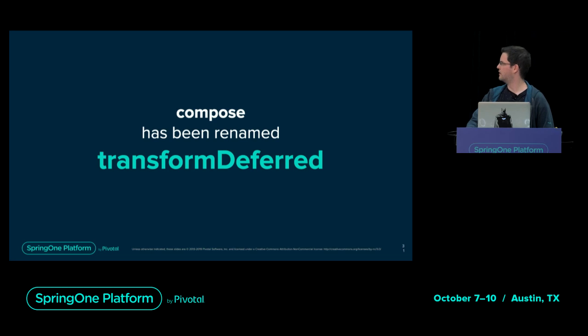Compose has also been deprecated. It's being renamed to transformDeferred. A lot of people don't know about compose. They see transform, which is a way to apply a function to an existing pipeline, where you want to mutualize code to apply a bunch of operators to a given Flux or a given Mono, and you want to be able to reuse that logic, like add logs or add authentication to a request or something like that. And sometimes you need to do that in a deferred fashion.